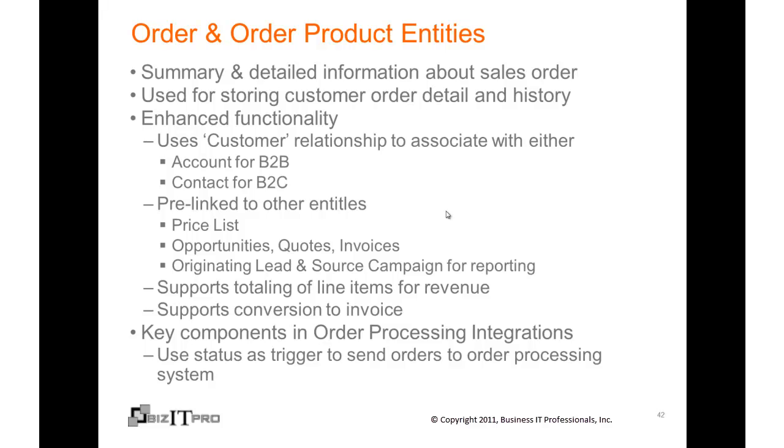Order and product entities. This contains summary and detailed information about sales orders. They're used for storing customer order detail and history. Under enhanced functionality, it again uses the customer relationship to tie to either an account or a contact. And it's pre-linked to other entities such as the pricing structure, opportunities, quotes, invoices, originating leads, and source campaigns. It also supports totaling of line items for revenue and supports a conversion to an invoice.